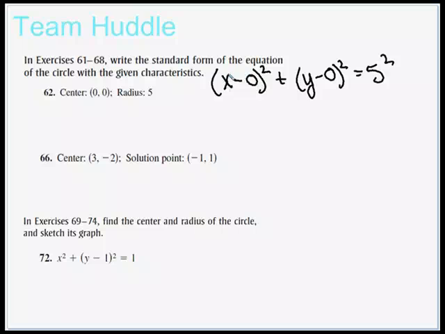Well, x minus 0 is x, and that quantity squared is x squared, plus y minus 0 is y, and that is also squared. So we have x squared plus y squared equals 5 squared, which is 25. Alright, not a bad one. Just plug it in there and go.